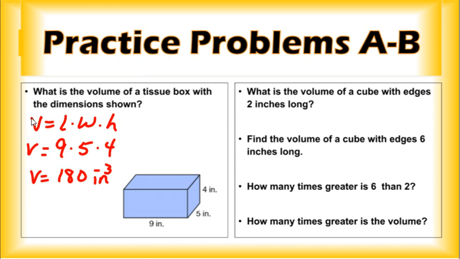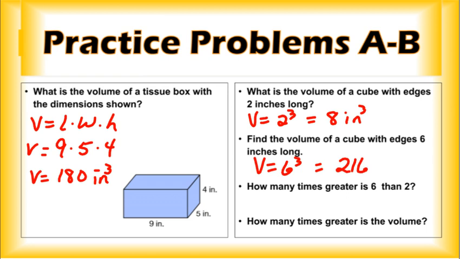What is the volume of a cube with edges 2 inches long? So volume equals, if it's a cube, all of them are 2 inches, so it would be 2 cubed, which would give you 8 cubic inches. What is the volume of a cube with edges 6 inches long? Volume equals 6 cubed, and 6 cubed would be 216 cubic inches.